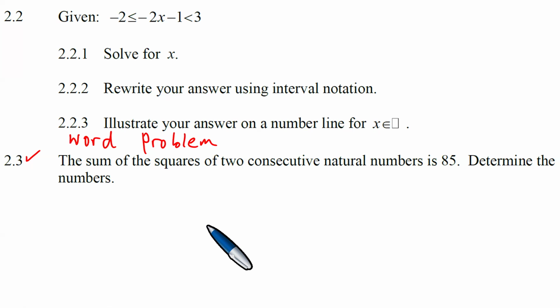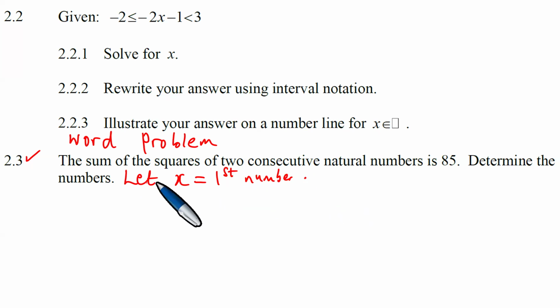Right, so you need to start. We need to start by saying, because the sum of two consecutive natural numbers is 85, you need to start and say, let x be equal to the first number. Let x be equal to the first number.